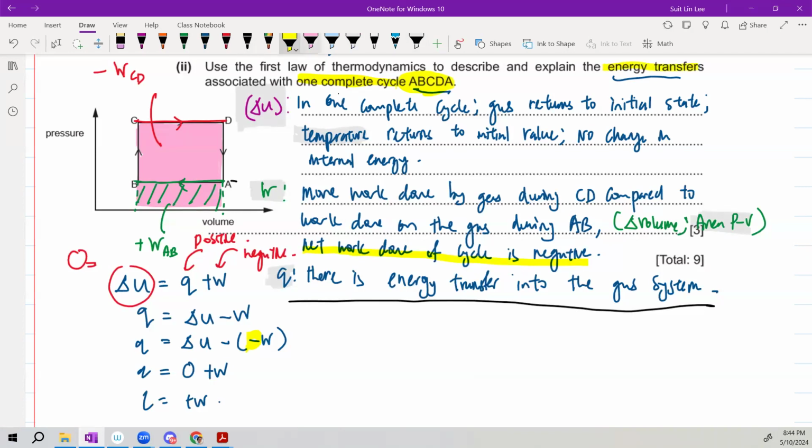So these are my descriptions. Description number 1, no change in internal energy. Description number 2, the net work done is negative. Description number 3, energy transfer into the gas system. With explanation. So the only way to know is to practice.